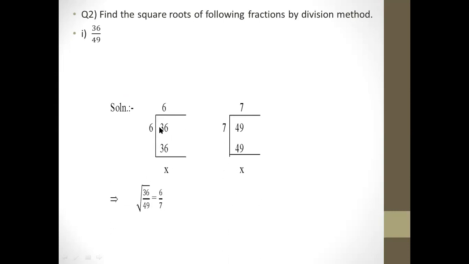Come to the next question. Find the square root of the following fraction by the division method. Again, we have to find the square root by the division method, but the numerator we divide separately and the denominator we divide separately. Look, the numerator is 36, but you will not say that 2 thirteens are 36. In the same way, when you find the square root, the same number is multiplied by itself. 6 sixes are 36, 7 sevens are 49. So the square root of 36 over 49 is equal to 6 by 7.